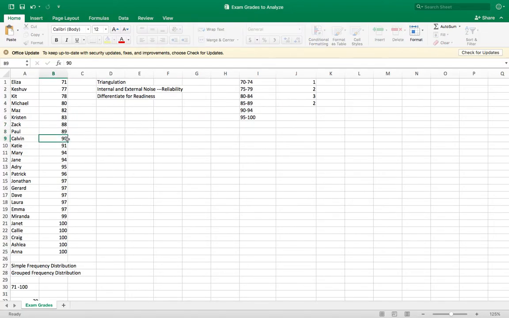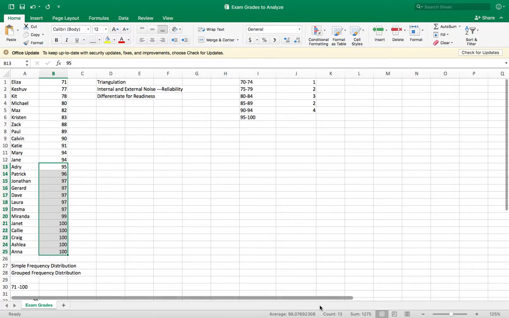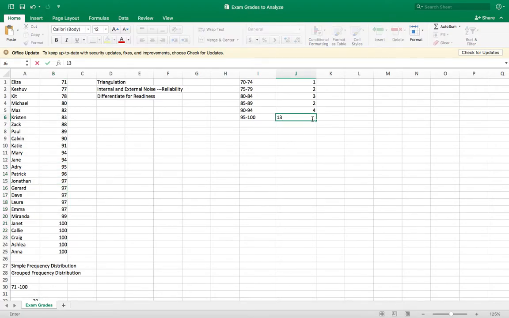90 to 94. Okay, there's 4. And let's look at 95 to 100. So Adri down to Anna. Now again, 1, 2, 3, 4, 5. It's hard to count. So instead of asking yourself to count that, simply go right here, count. So that's going to be 13.